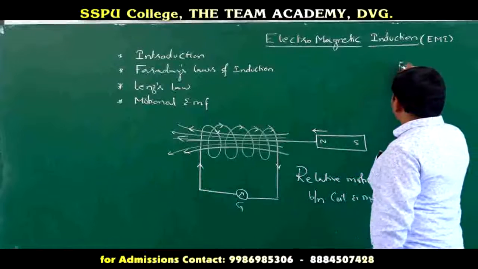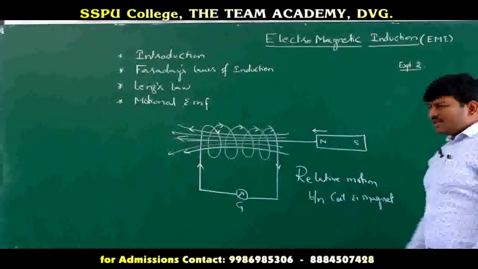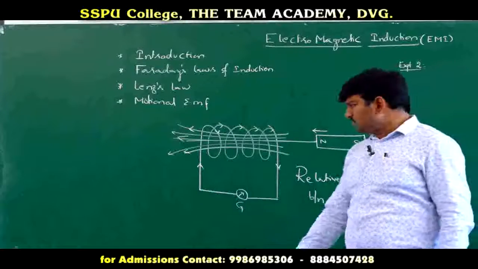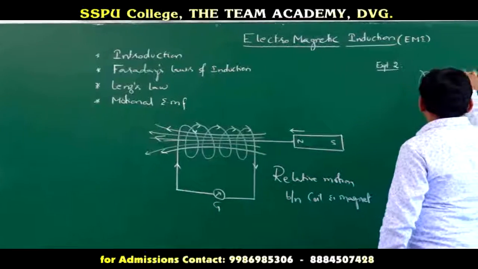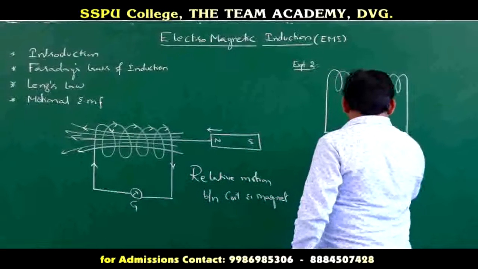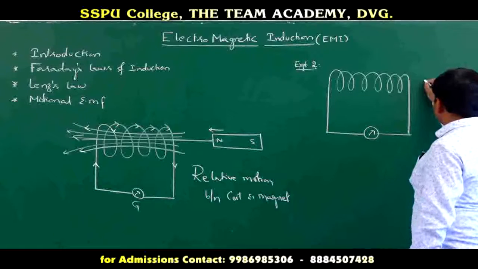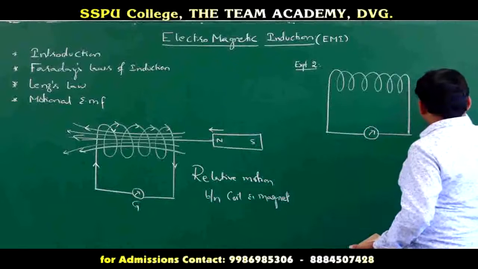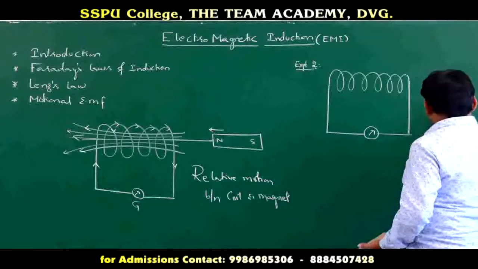In experiment number 2, what did he do? In the second case, he has not used the bar magnet. Instead of using the bar magnet, he used a coil. This coil is as it is. First, the coil will be kept as it is with a galvanometer like this. In the beginning, we never expect any current in it. And secondly, he has chosen another coil like this, and this coil is connected to a battery like this.